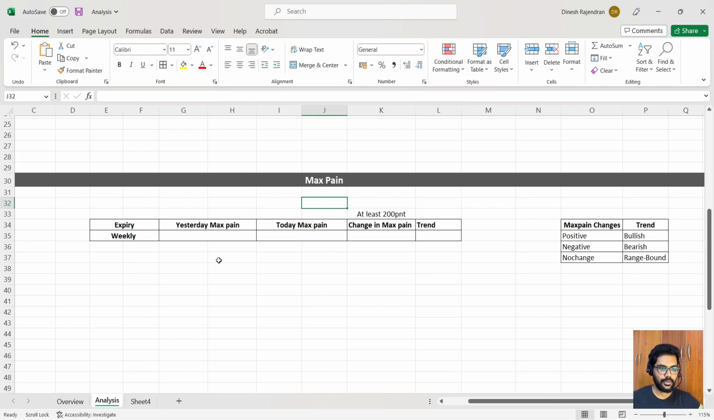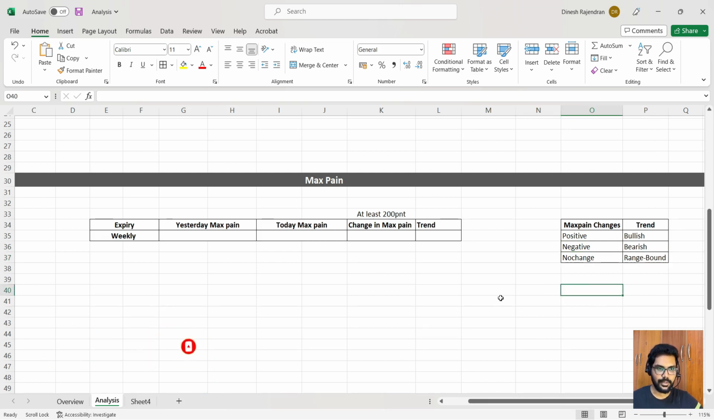Okay, so how can we analyze this? We have to analyze yesterday's max pain and today's max pain, and if there is any change of at least 200 points, then we can predict the trend. How can we predict it? If the max pain changes positive 200 points, then we consider it bullish. If it is negative, then bearish. If there is no change, then we consider it range bound.